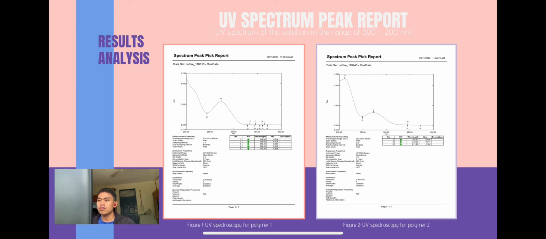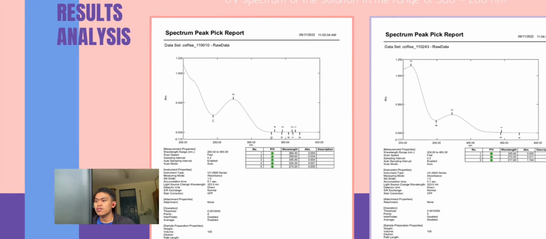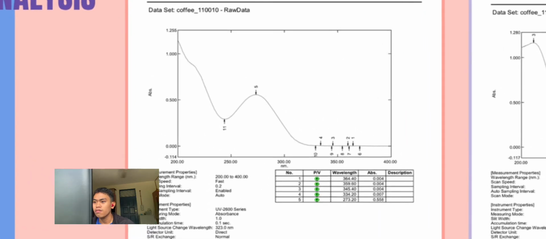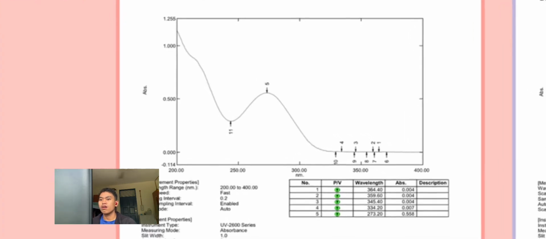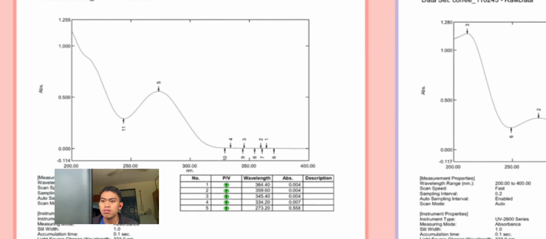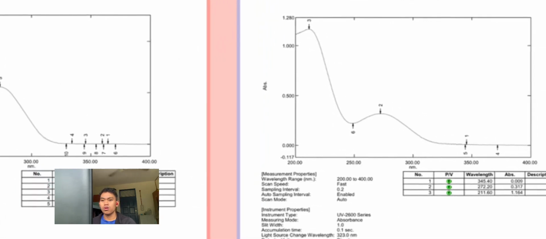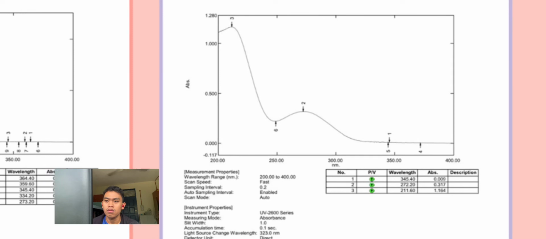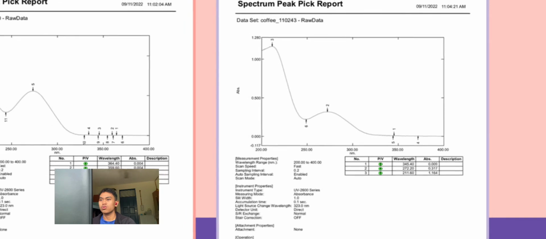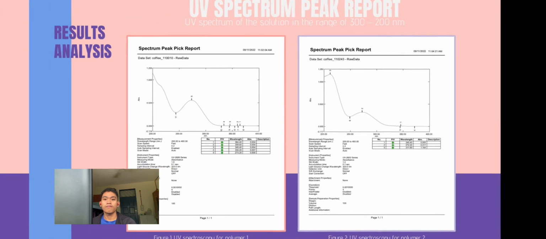Based on this spectrum peak report for polymer 1, or purification 1, there is a big peak in the range of 270. And for the second polymer, which is the second purification, the big peak is about 272.2, with an absorbance of 0.317. So this is the difference between the two UV analyses respective to the polymer.